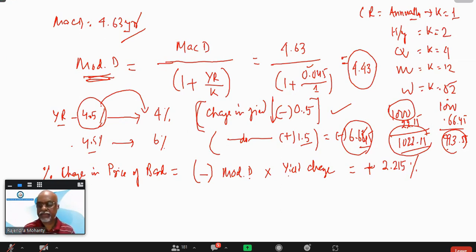Any doubt on this? Because if a Macaulay duration question is asked, you will get a question of 1 mark. If a modified duration question is asked, either it will be a 2 marks question, or it can be a 1 plus 2, that is, 3 marks question.